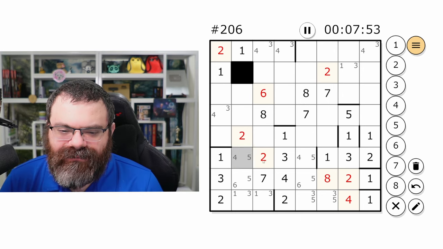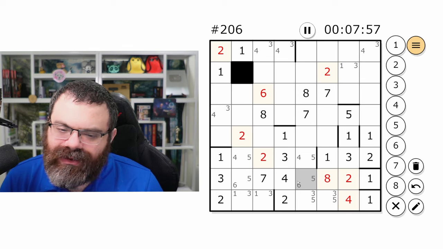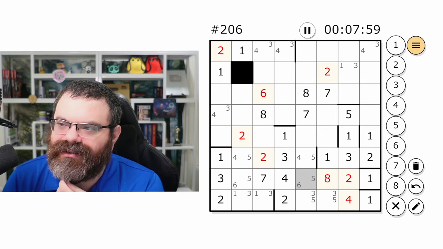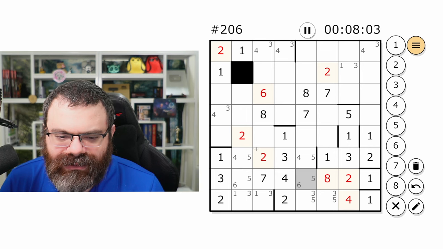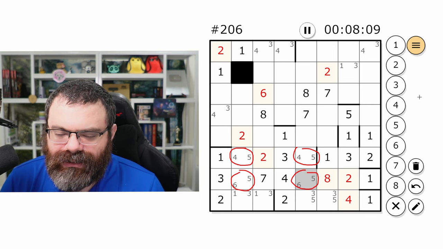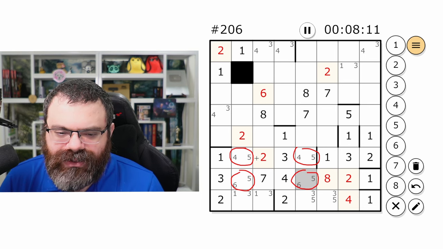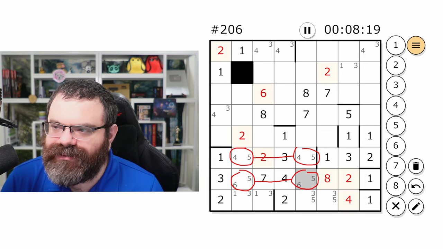I have an X-wing on 5s here. That's important. Okay, so let me explain this, and I actually can draw. I have a nice browser extension here. So think about the cells I have circling here. So you'll notice that in this row, the 5 has to be in one of those two circles, and in this row, the 5 needs to be in one of these two circles.